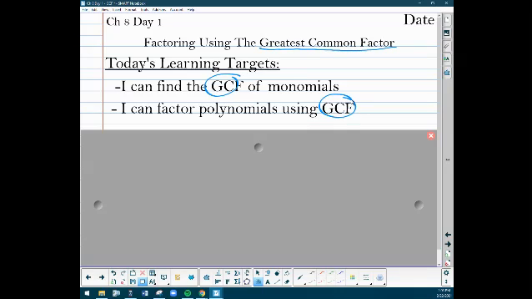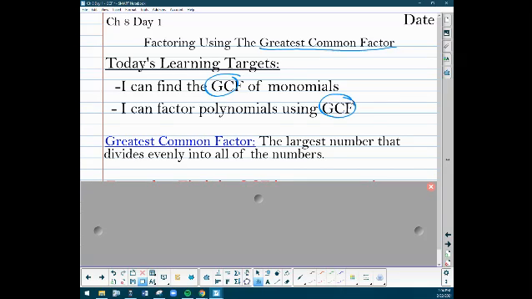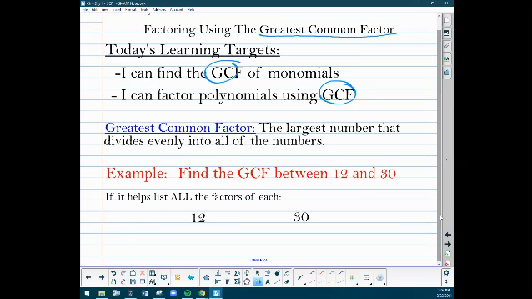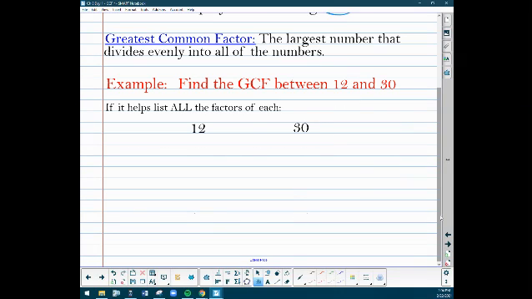Hopefully you've seen greatest common factor before. You've probably done it in middle school, but we're going to refresh our memory just a little bit. The greatest common factor is the largest number that divides evenly into all of the numbers that were given. So let's look at an example. It says find the GCF between 12 and 30.